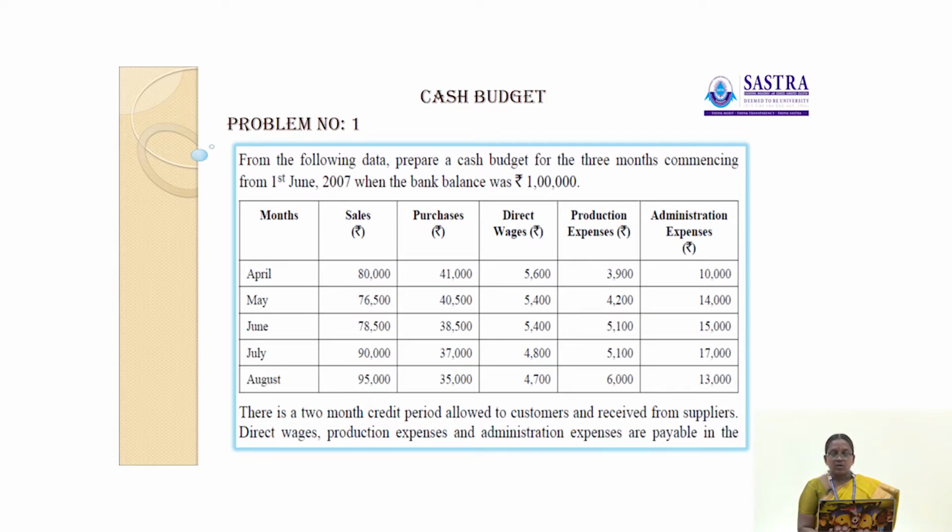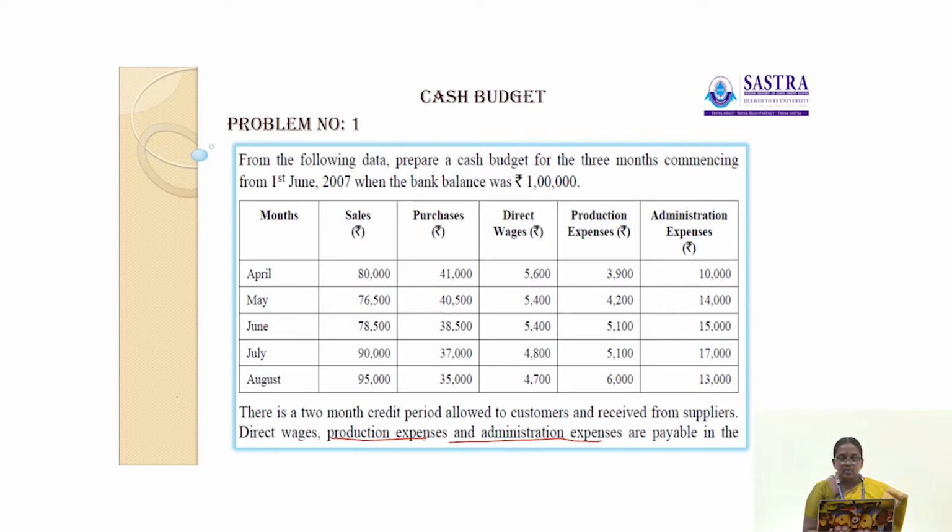Okay, you have to allow the credit period of 2 months, which is allowed to customers and received from suppliers. Here the direct wages, production expenses and administration expenses are payable in the following month. So, production expenses and administration expenses are payable in the following month. Here, we have to prepare the cash budget for 3 months.